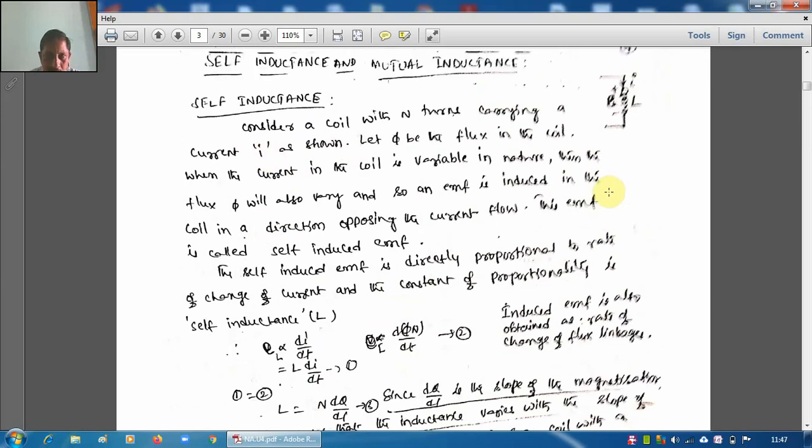To define self-inductance and also mutual inductance, consider a coil with N turns. Let the number of turns in the coil be N. Let the coil be carrying a current I, an alternating current. Let phi be the flux produced by that coil because of the current flowing.